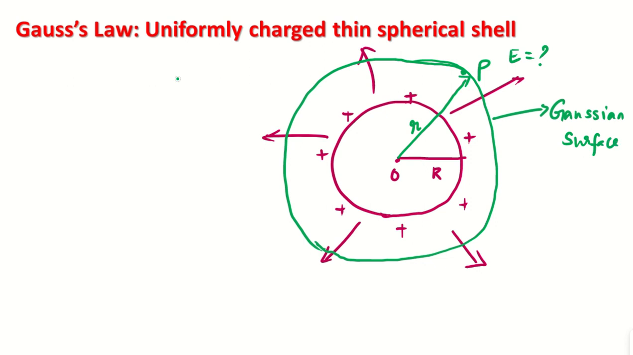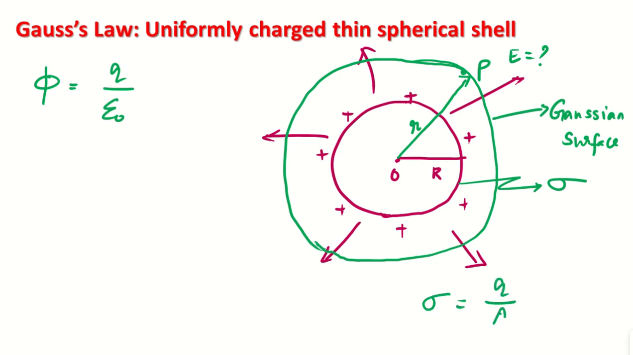Now we can write Gauss law. What is Gauss law? Phi equals q divided by epsilon naught, the charge enclosed by the Gaussian surface divided by epsilon naught. Here the charge is uniformly distributed on the shell. So we can write this in terms of sigma, that is surface charge density. So how do we write surface charge density? Sigma equals charge per unit area.